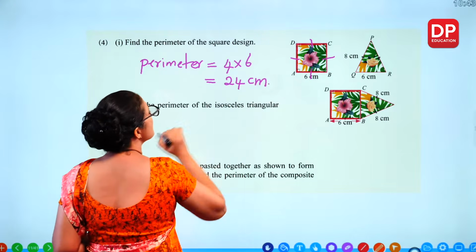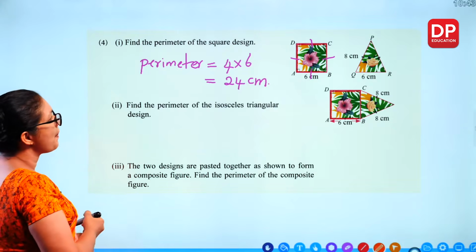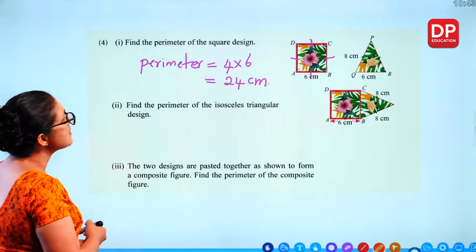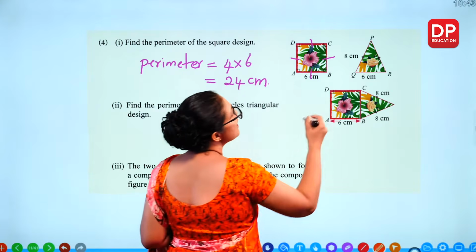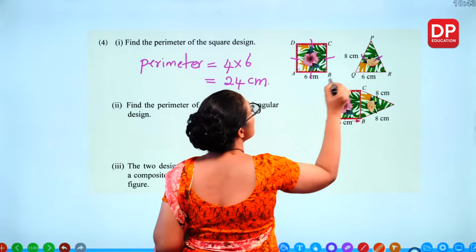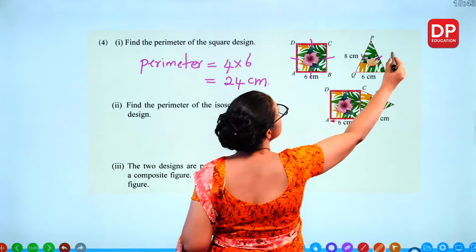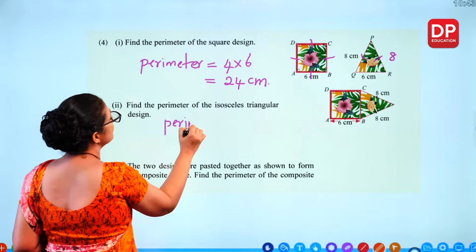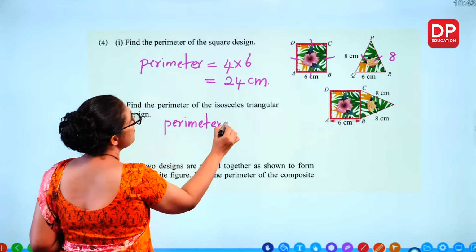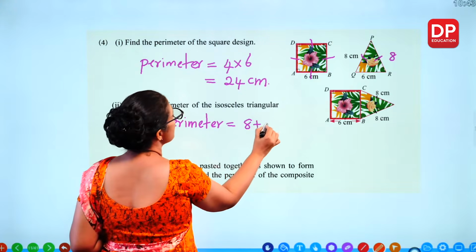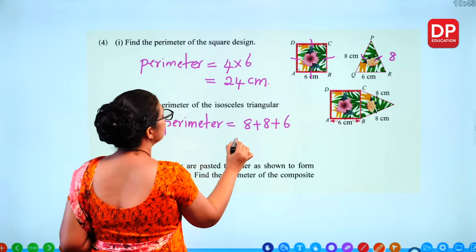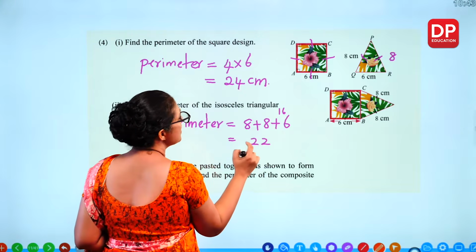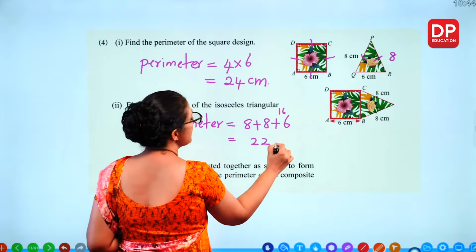The units are centimeters. Find the perimeter of the isosceles triangle design. So isosceles means we are given these two lengths are equal. So this is 8 means this is 8. So what's the perimeter? So perimeter is 8 plus 8 plus 6. 16 plus 6, 22 centimeters.